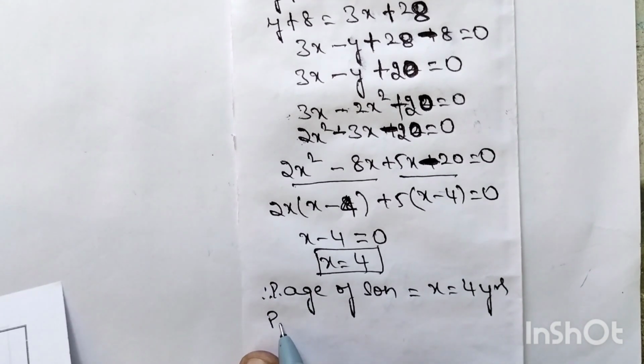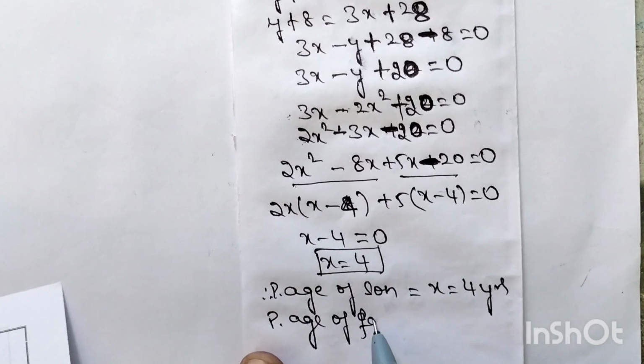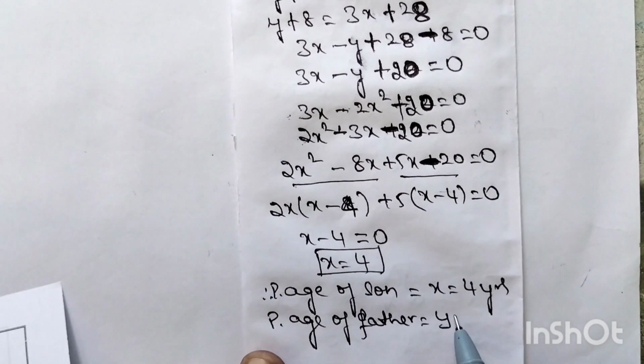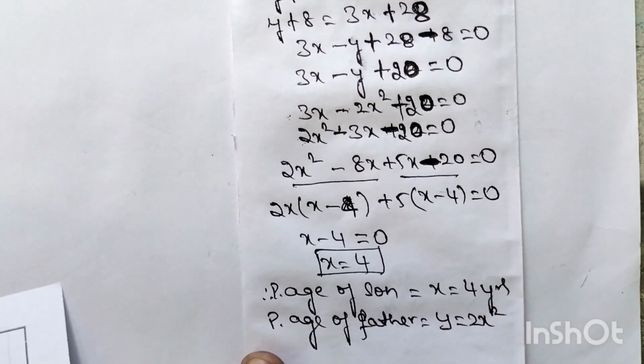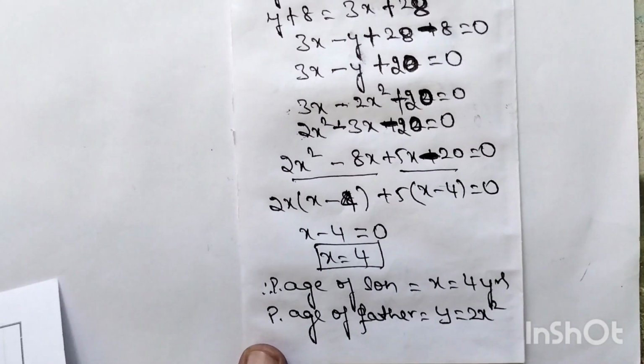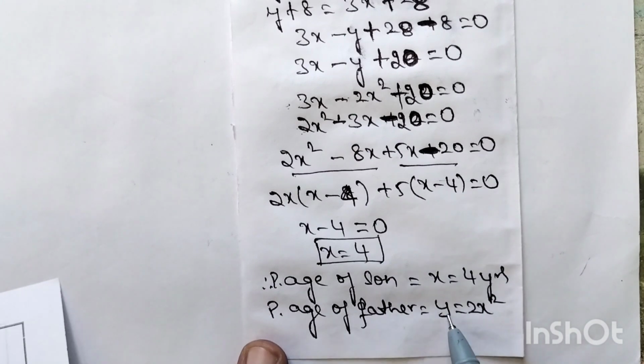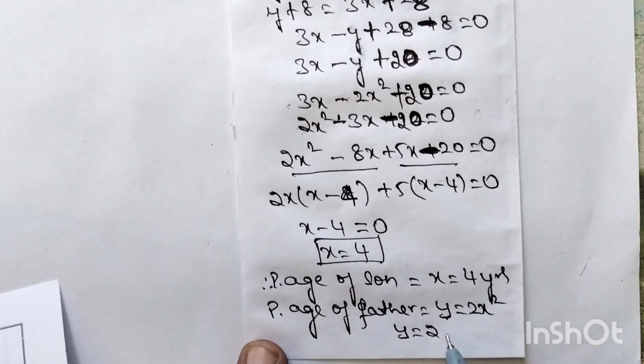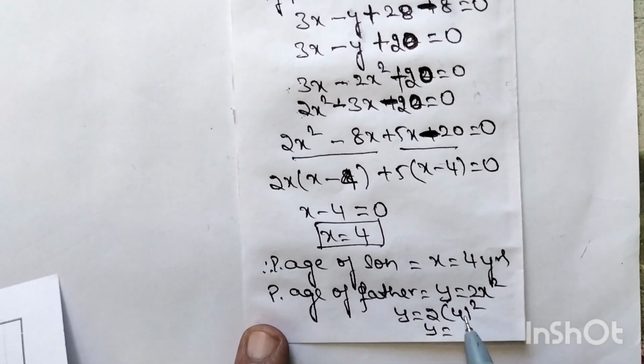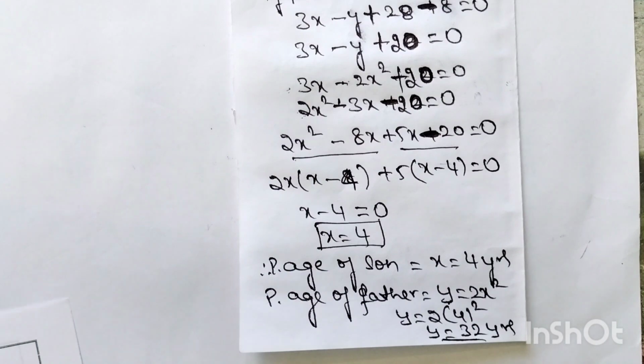Then what is the present age of father? So present age of father, father na present age na ನಾವು y is equal to 2x square ಅಂತ ತಗೊಂಡಿದ್ದೀವಿ. That is present age of father is y. y ಅಂದರೆ 2x square. So y is equal to 2 into x square ಅಂದರೆ 4 square. So 4 square ಅಂದರೆ 16, 16 2s are 32. Therefore present age of father is 32 years.